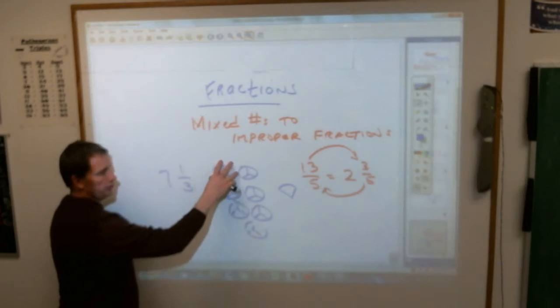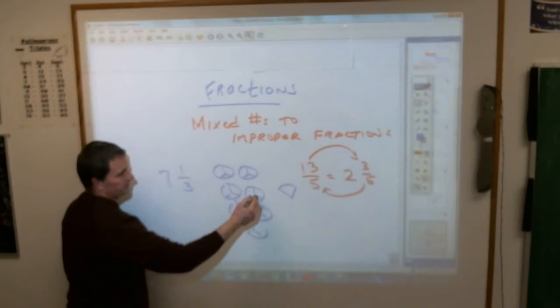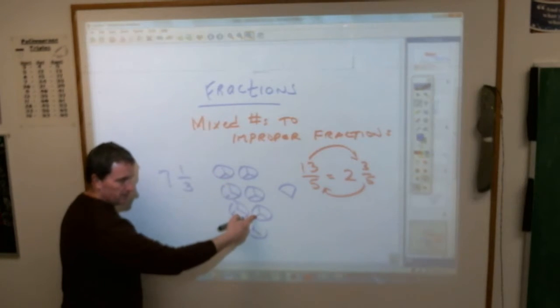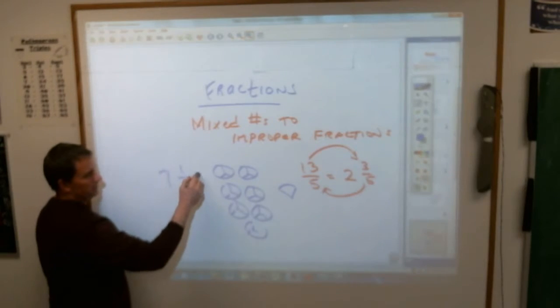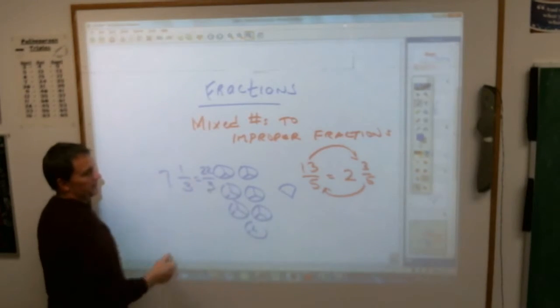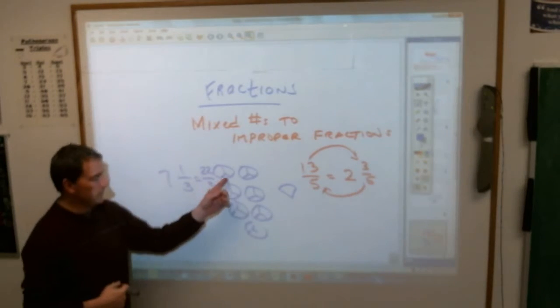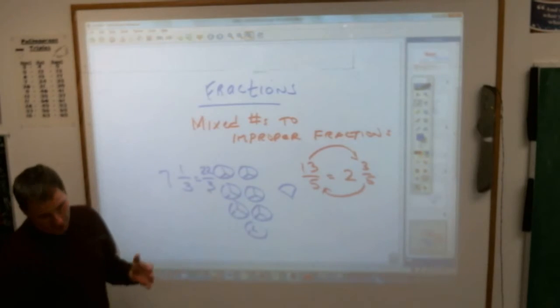Okay, and how many thirds is this if you counted them all up? Well, 1, 2, 3, 4, 5, 6, 7, 8, 9, 10, 11, 12, 13, 14, 15, 16, 17, 18. There's 21. How do I know? Because there's 7 groups of 3 there. Okay, plus this one over here makes 22 thirds. That's what my improper fraction would be, because each one of these whole number ones is worth 3 of them. But I don't want you to have to draw pictures all the time.